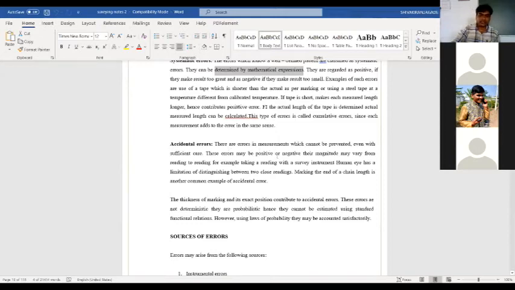In the accidental errors, same thing here also, positive or negative, their magnitude may vary from reading to reading. For example, taking a reading with a survey instrument, the human eye has limitations in distinguishing between two close readings. Usually, his eye won't have the power of 0. All of you can catch what I'm saying now. This 0 means, all of you know, the power 0 means it doesn't have any error in his eyesight.